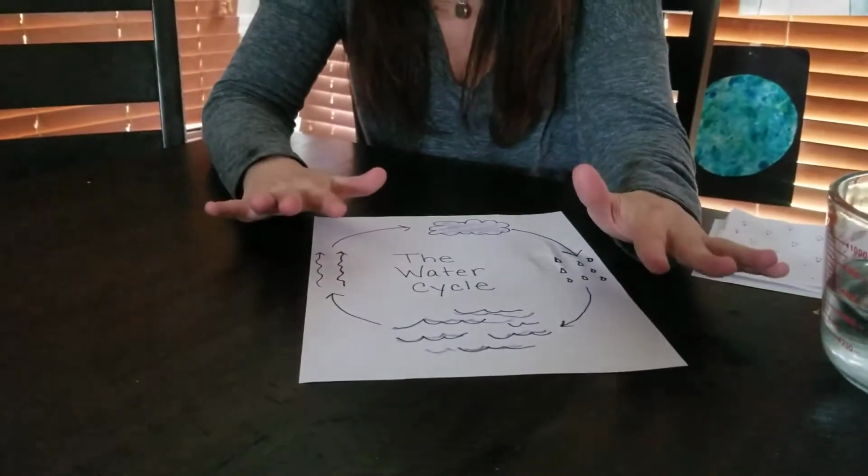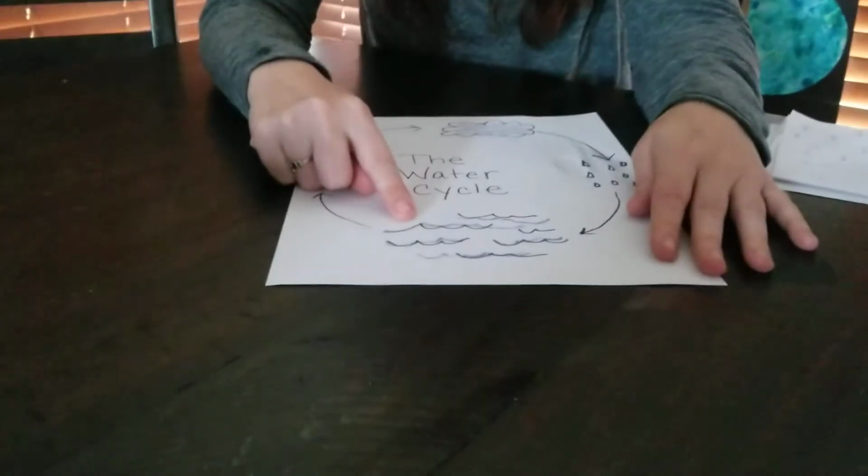Now, when we're talking about this, there's going to be a lot of really big words in it. So you could practice along with me, all right? So we're going to start with accumulation. Accumulation. Good. So accumulation or collection is when water that comes down is collected together.